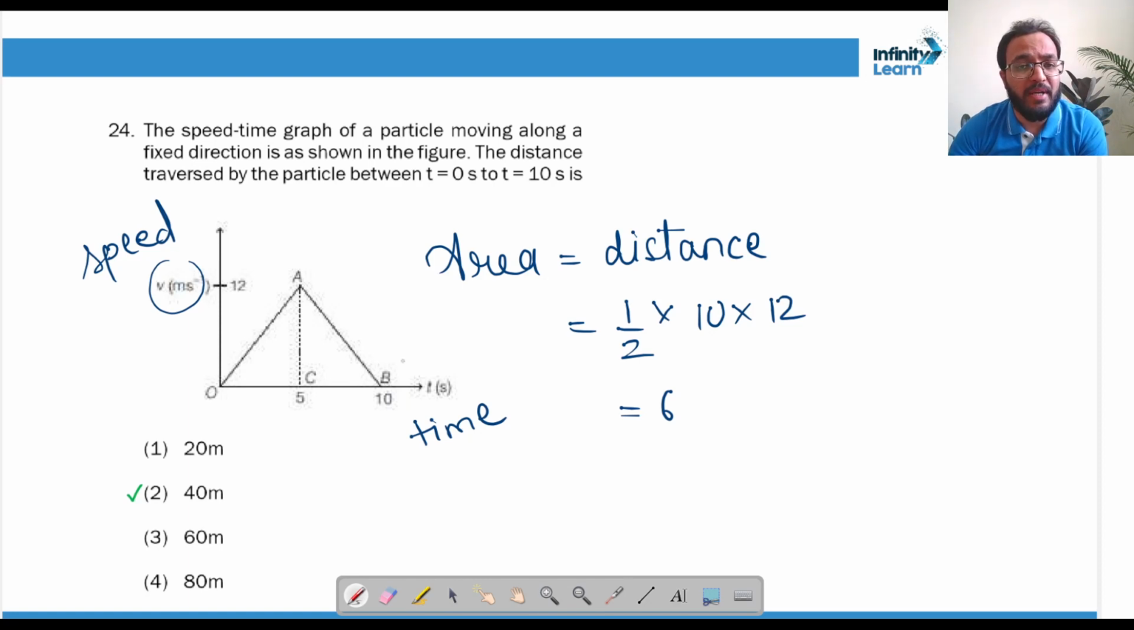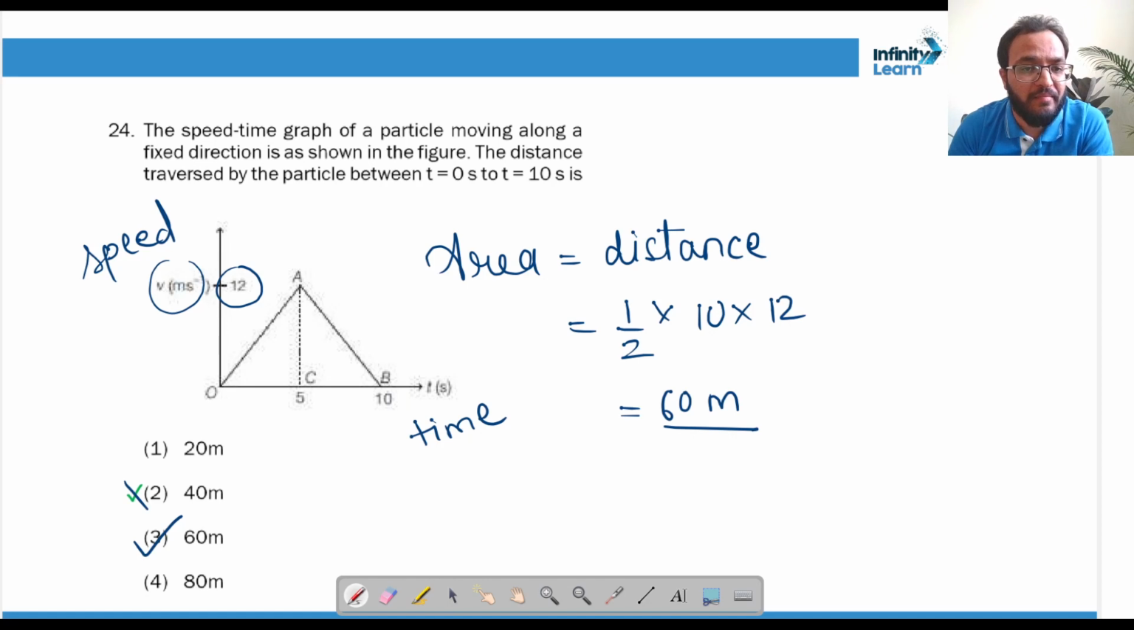Speed time graph of a particle moving along a fixed direction is shown in the figure. The distance traversed by the particle between t equals 0 to t equals 10 seconds is half into base into height. Height is 12, right? So it is how much? 60 meters. So the answer is 60 meters. Got it?